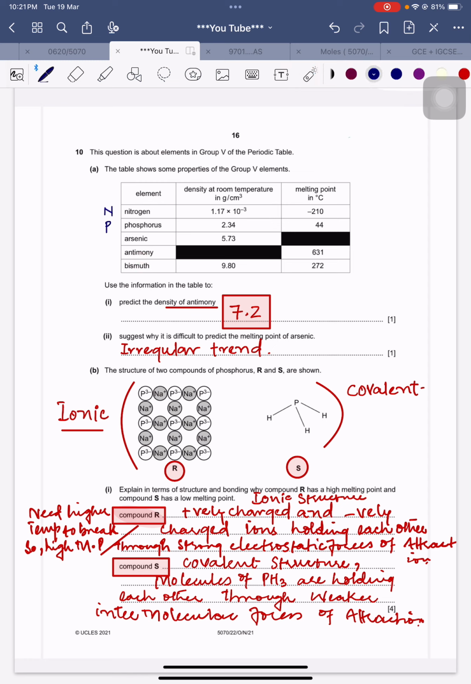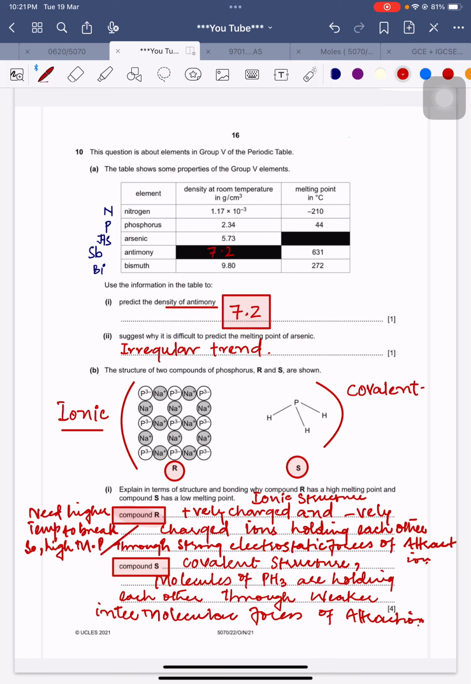Nitrogen is N, phosphorus is P, arsenic is As, antimony is Sb, and this is bismuth, Bi. Okay, then antimony is there, and for example I have written the answer 7.2.